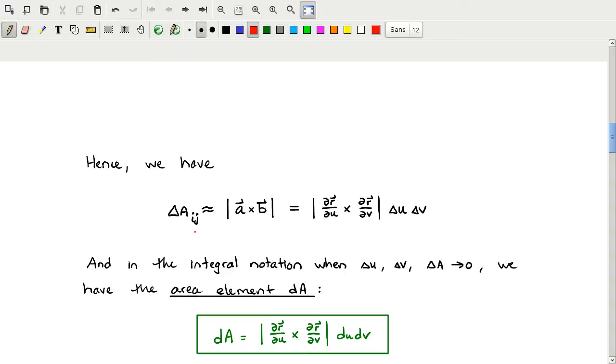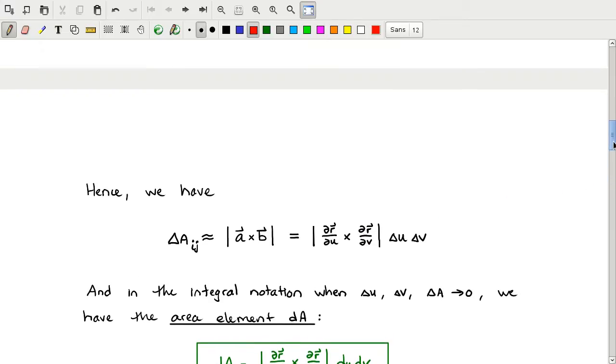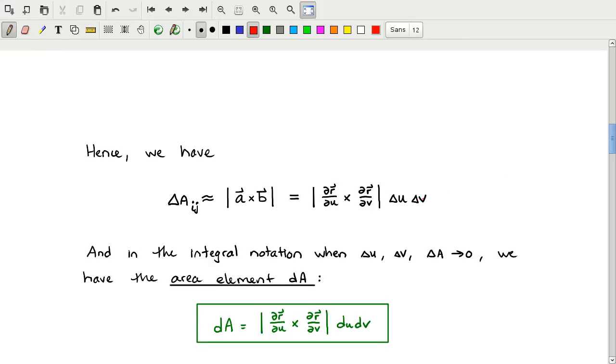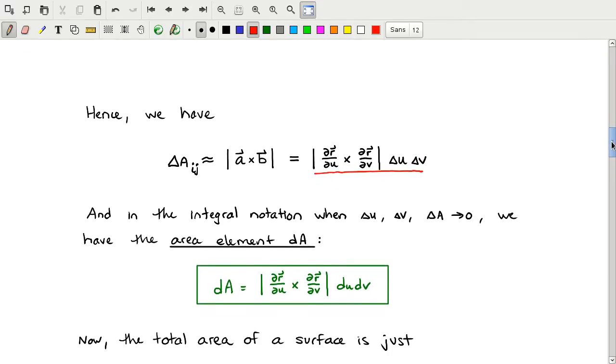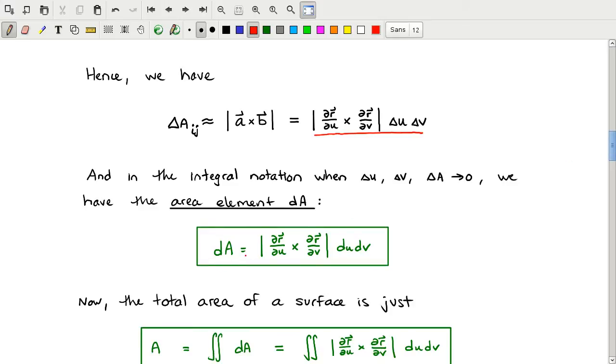So consequently, the area of that parallelogram, which we've called delta A of the ijth parallelogram, is the magnitude of A cross B, which is just the magnitude of dr du cross dr dv, and those scalars, delta u and delta v, come out of the cross product, and they can sit here on the outside. So this is the area of our small parallelograms: the cross product of these tangent vectors times delta u and delta v. And so in the limit, delta A becomes dA, and we call this the area element.